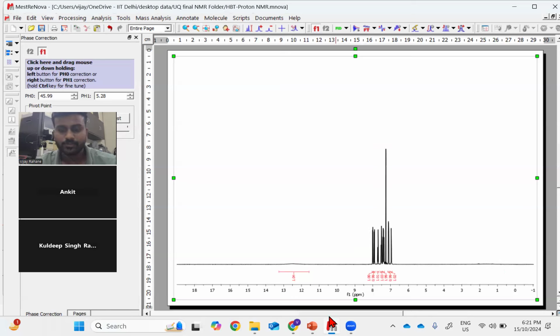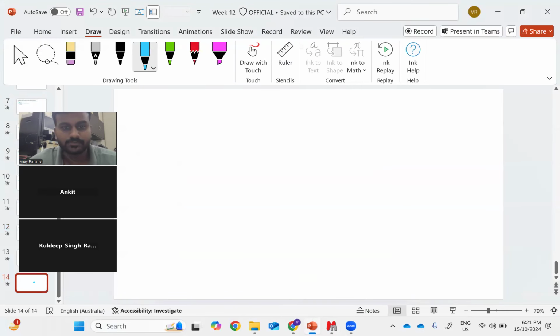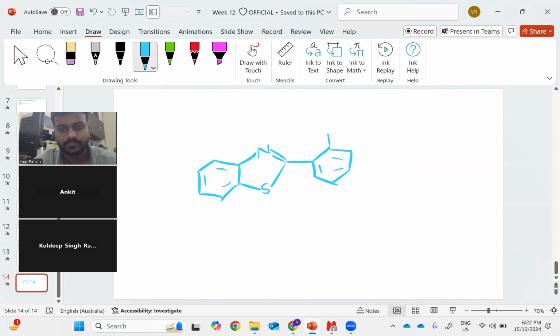And this is the spectra of one of the molecules. So I will show the structure of this molecule. The structure of this molecule is in this way. There are multiple hydrogens present for this molecule, right? And as you see, this molecule has one OH peak.